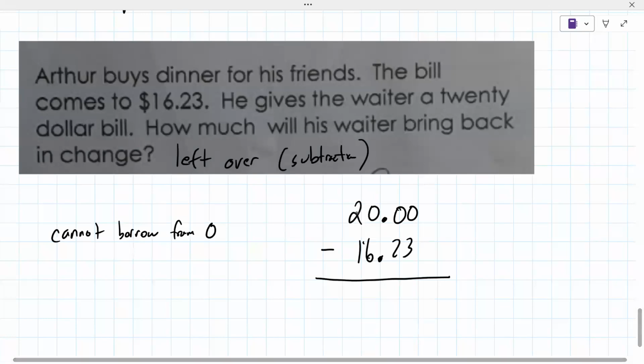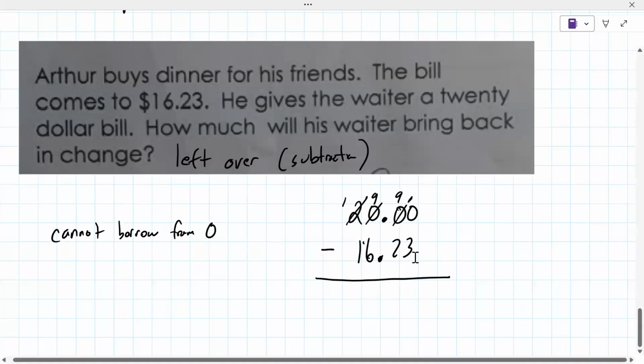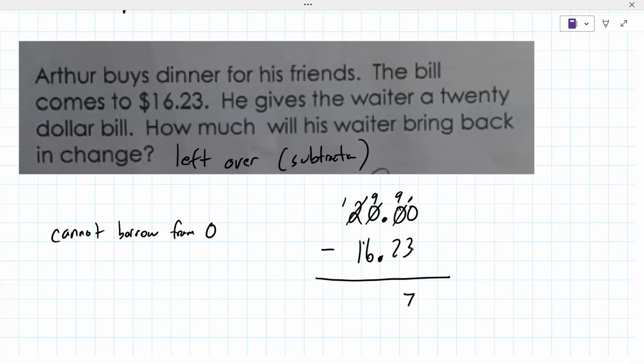So this two becomes a one, and you're right. These become nine, and then what does the last one become? 10. Okay. What is 10 minus 3? 7. What is 9 minus 2? 7. What is 9 minus 6? 3. What is 1 minus 1? 0. You write 0.